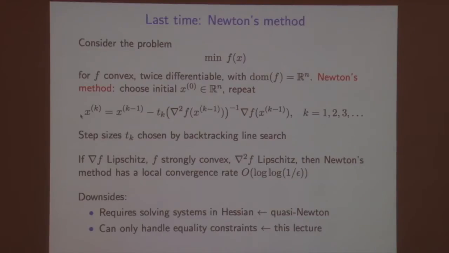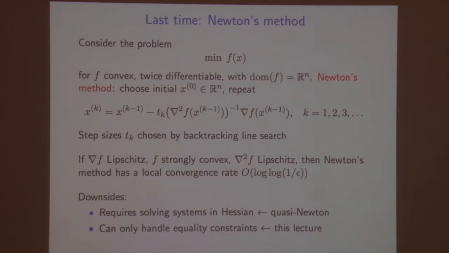I make some guess for where I start, x naught. And then at step k, I look at where I was before, at step k minus 1, and I solve a linear system in the Hessian. So I solve the Hessian times some vector v equals the gradient, for the vector v. That's the Hessian inverse times the gradient. And I take a step along that direction. You can think of this as minimizing a quadratic approximation, a two-term approximation to the function, where the quadratic form uses the Hessian that we see at that point. The step sizes are usually chosen by backtracking.